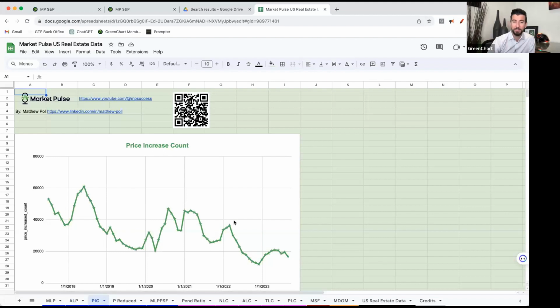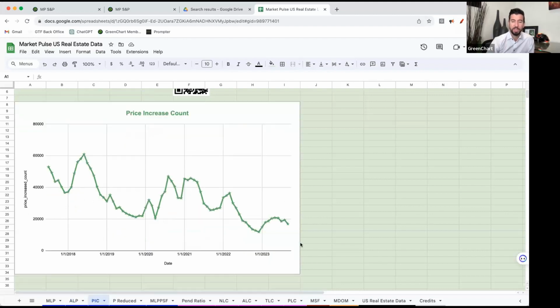So let's look at price increase count. How many price increases have we seen in home prices? Well, this is a negative. So we could kind of even tally them up. We've got one negative chart, one positive chart, price increase count.